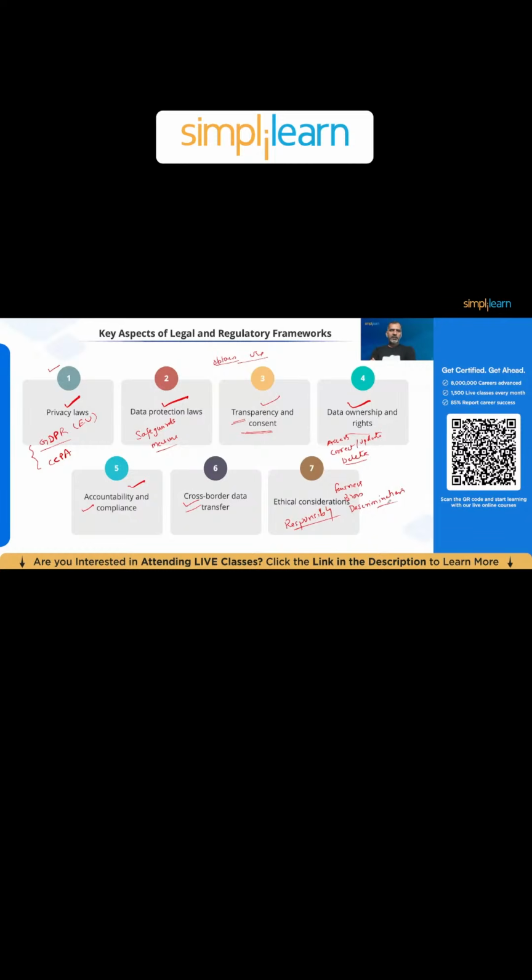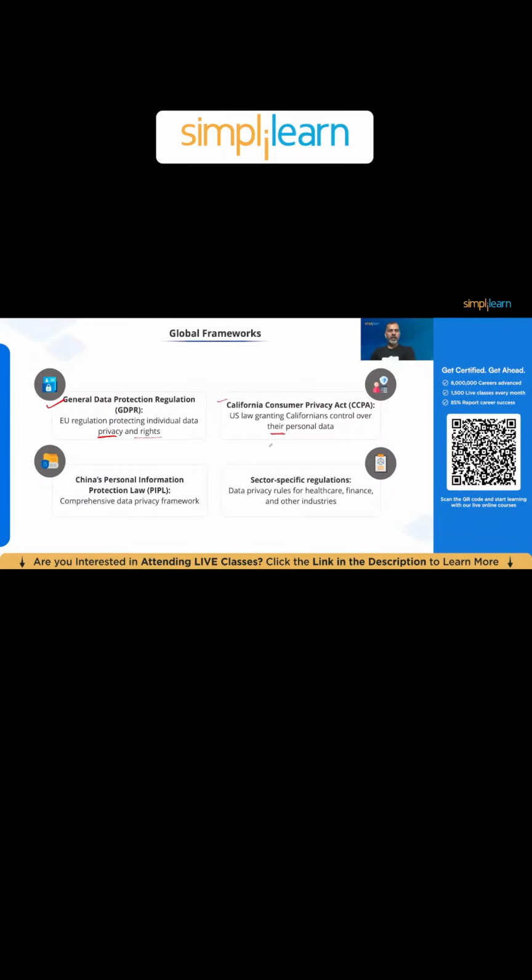Now, with these key aspects, there are some global frameworks available which help us govern these practices and need to be adopted by all data organizations. Some of them are very popular. The very first is the GDPR, the General Data Protection Regulation. This was defined by the European Union, and it is mainly for protecting individuals' data privacy and rights. So when you talk about the private or personal information of any customer and users, these laws help protect it. The second is the CCPA, the California Consumer Privacy Act. This is a US law granting Californians control over their personal data. And when I say control over personal data, that means any individual is free to share his information, update it, or even delete it whenever he is interested in doing that.